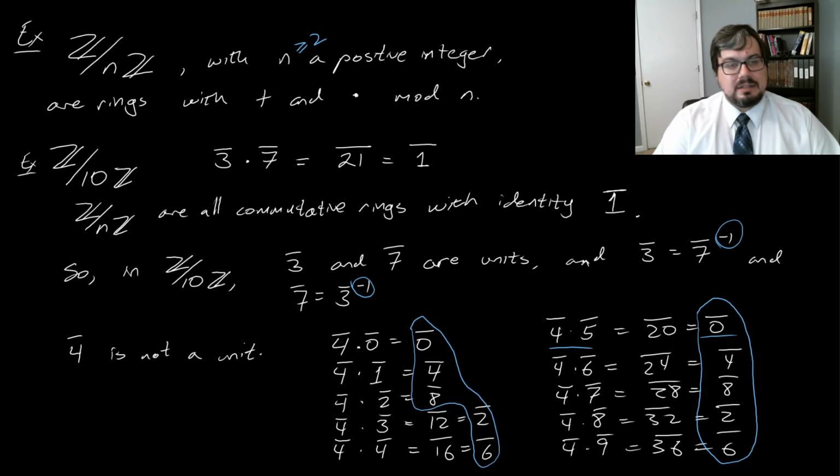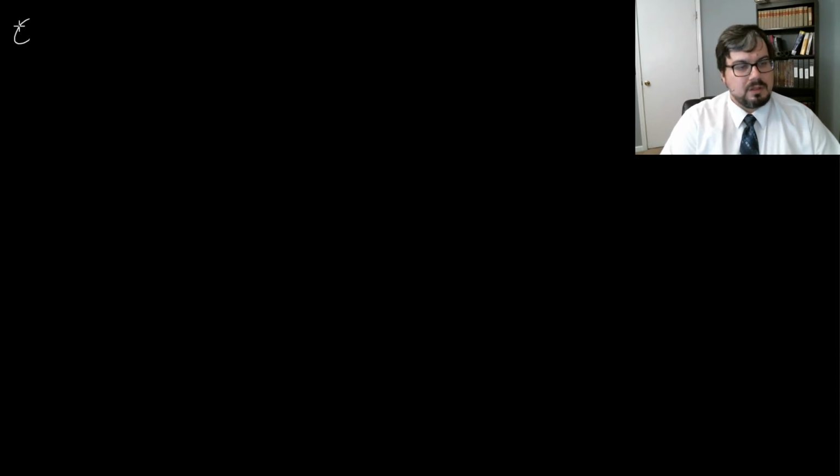All right, let's look at some more examples. We won't go through some of the others in quite as much detail. I'll leave some of those for examples. Let's look at the set Q. The set Q, the set of rational numbers, is a ring which is commutative with identity.